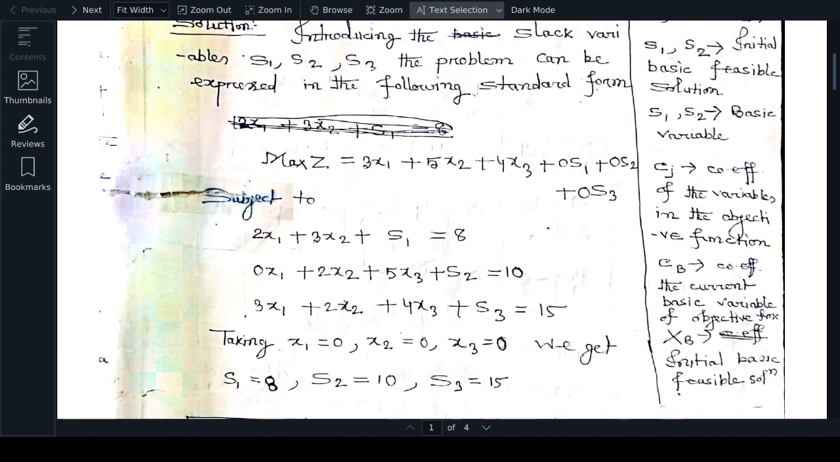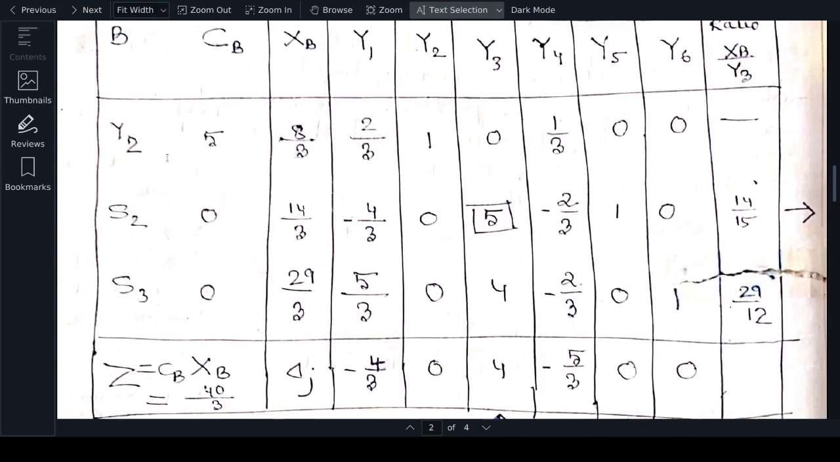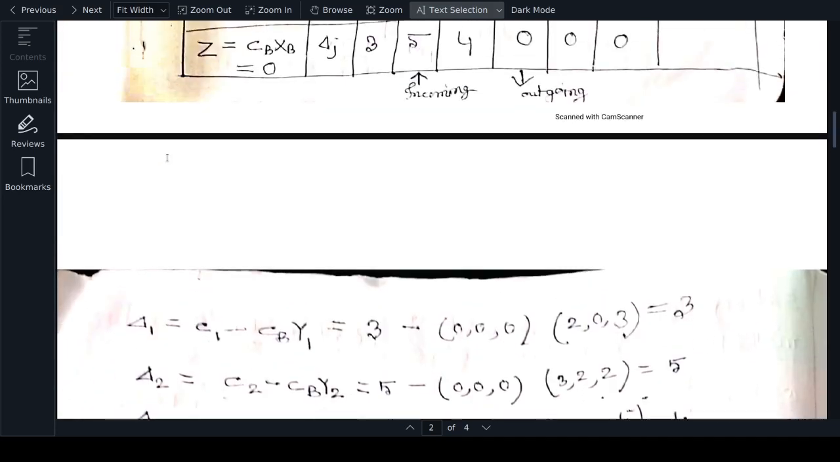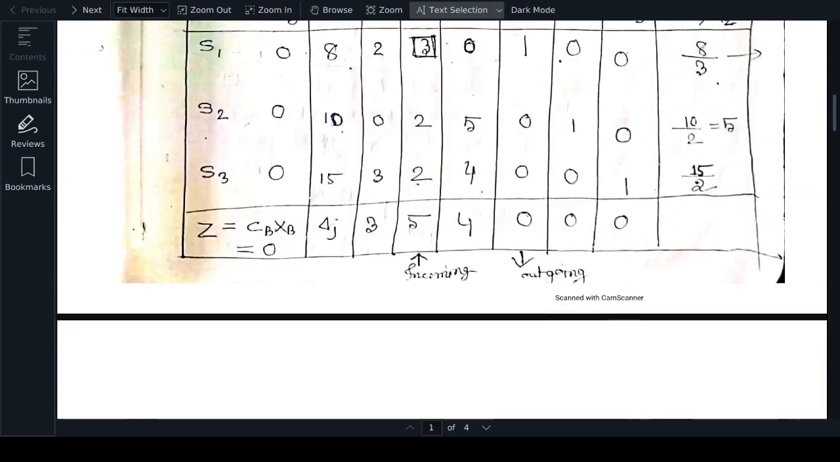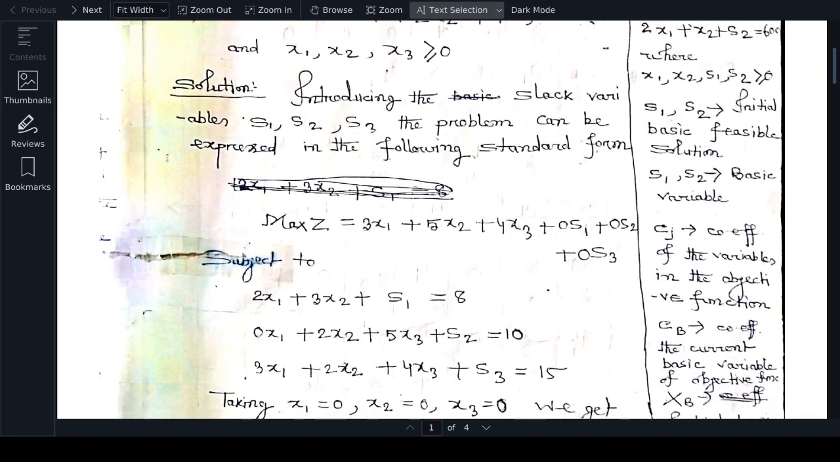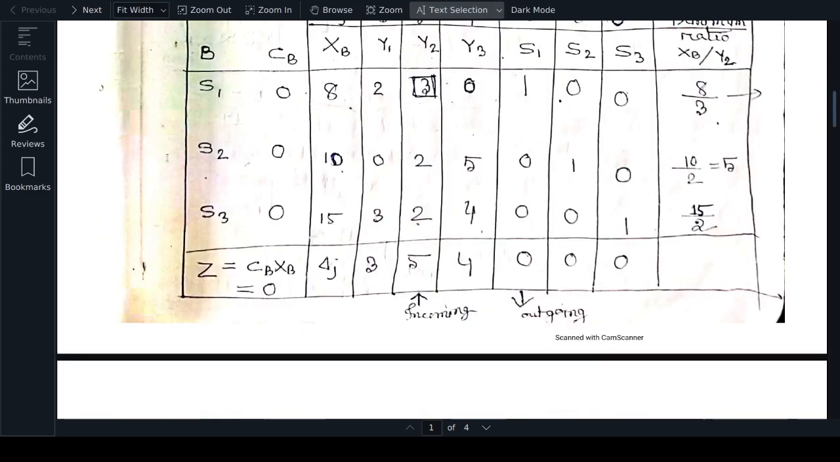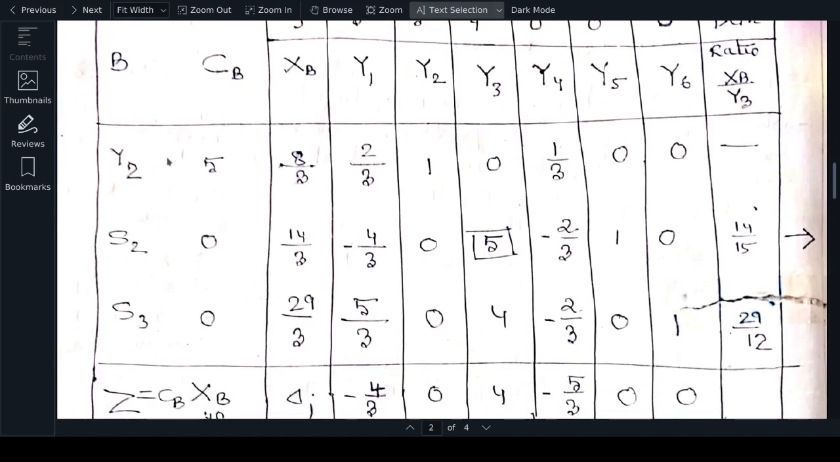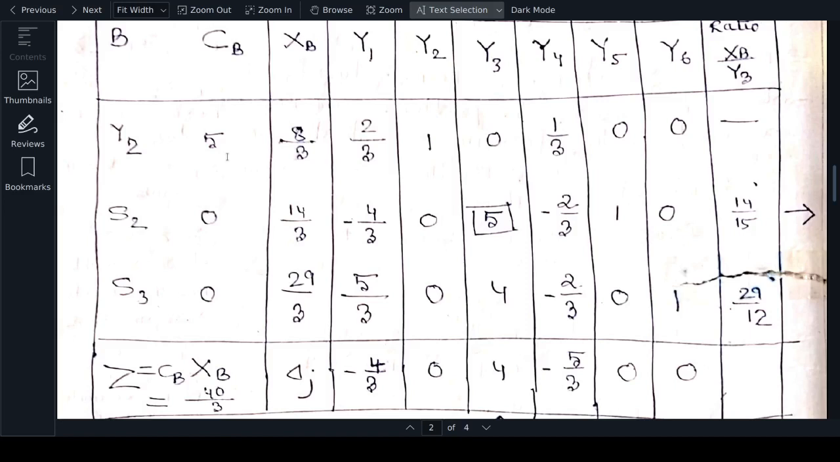This gives us what? Y2, S2, S3. You can see, identity matrix. Yes, identity matrix. Good. This gives us an identity matrix. This is clear? Because you see, in Y2 this is 1, 0, 0. S2, this is 0, 1, 0. And S3, this is 0, 0, 1. Clear? So you see, in the basic variables you will always get an identity matrix here.